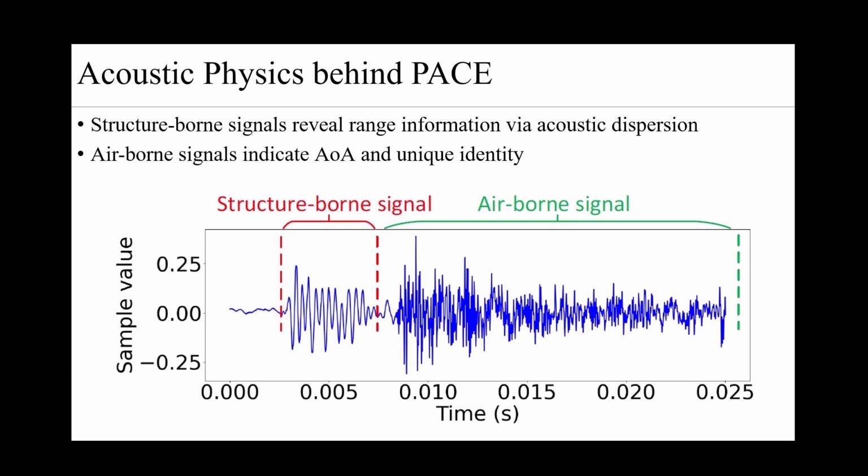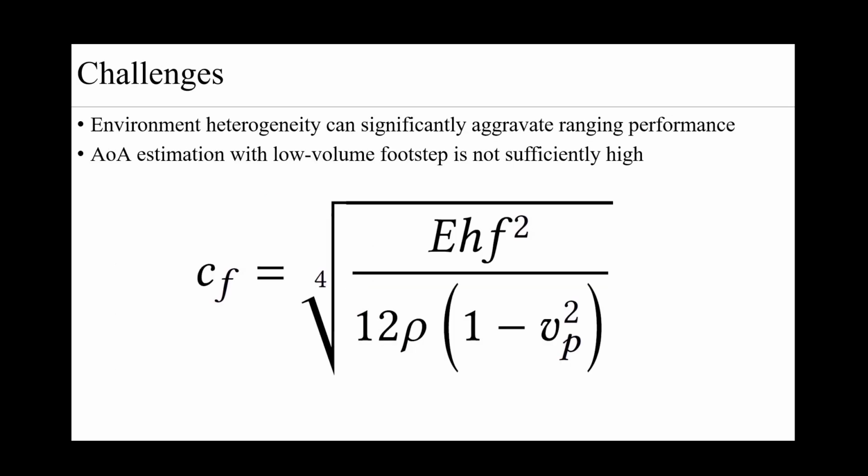However, implementing the above system entails two challenges. First, environmental heterogeneity can significantly aggravate the ranging performance. As revealed by this equation, the propagation speed of each acoustic component depends not only on the frequency, but also on the properties of the material, including the elasticity, stiffness, and thickness. This indicates that the structure-borne acoustic profiles generated by the same person on a wood floor would be quite different from those on concrete ground.